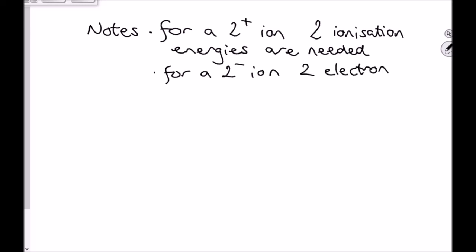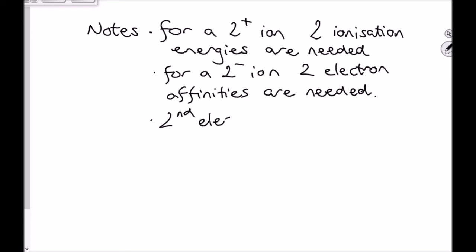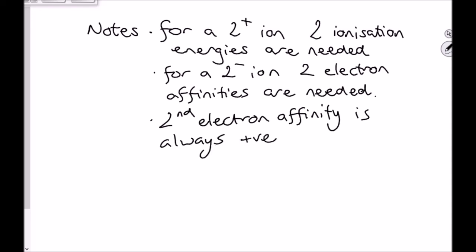Interestingly enough, you will always find that the first electron affinity is exothermic. The second one is always endothermic, because the second electron is having to be pushed into an ion that's already negative. There is repulsion there, so you need to add energy to the system to allow it to accept that electron. So the second electron affinity is always positive. It's always endothermic because of that repulsion.